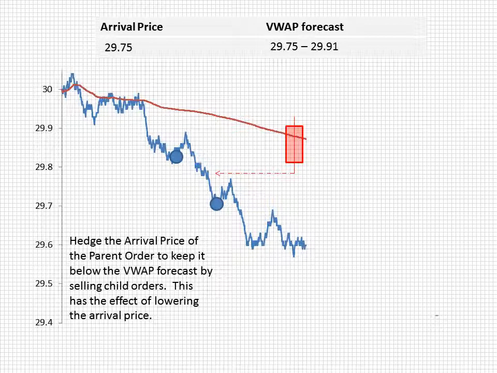To mitigate this downside risk, we look to sell child orders. This is the net effect of lowering the arrival price. In this example, we get short at 29.68 and we sell child orders at 29.60. This lowers the net arrival price to 29.65, below the VWAP forecast of 29.75.